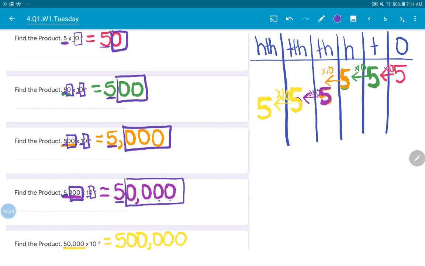50,000 times 10. 5 times 1 is 5. Here there's 1, 2, 3, 4 zeros. 1 more makes 5 zeros. So in my product, I have 1, 2, 3, 4, 5 zeros. We'll discover some more about that pattern this week. All right, that's the end of Tuesday's daily math.